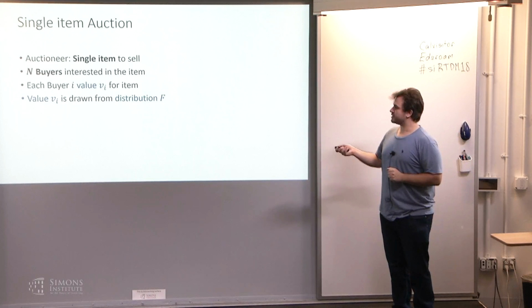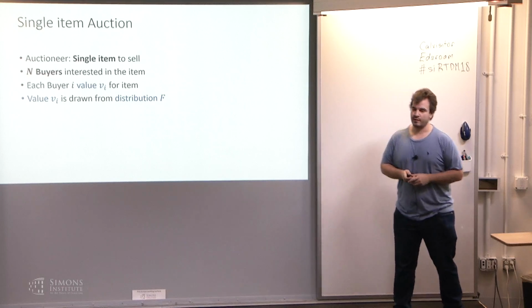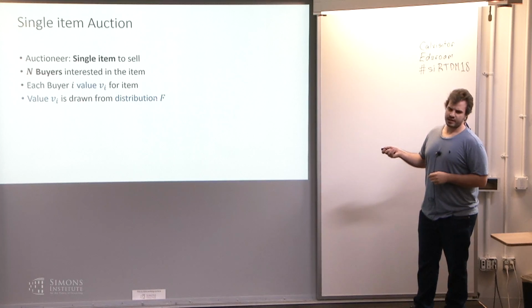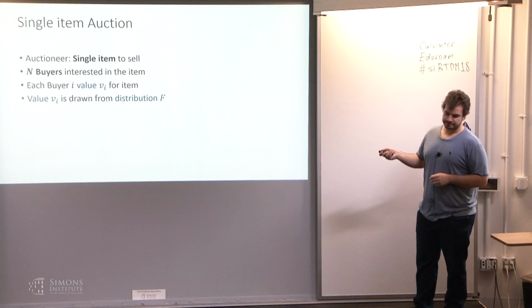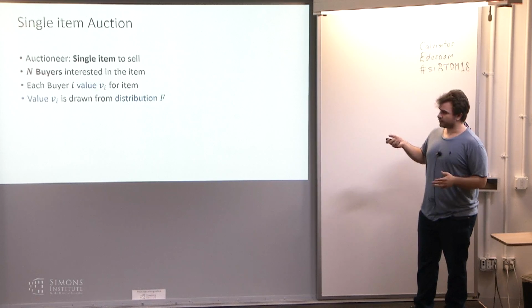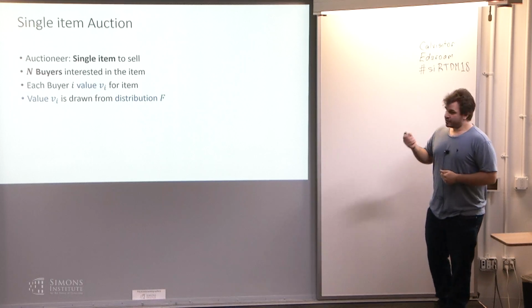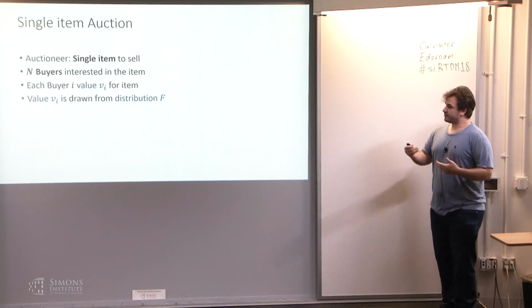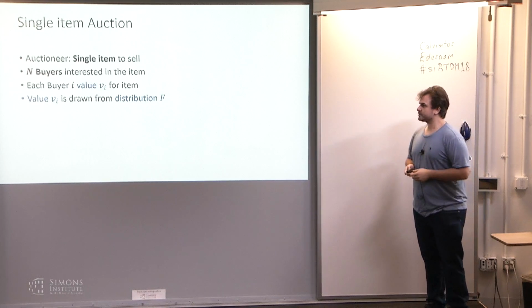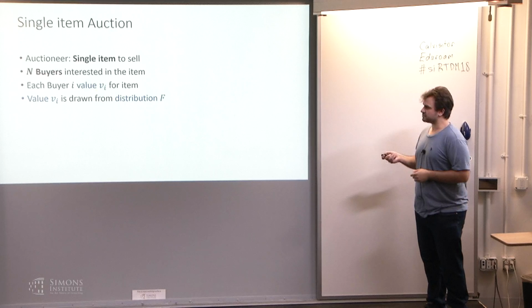What they know is that it's drawn from some distribution F. So simplistically, here I assume that this is a common distribution. But all of this can be extended if the values are drawn from heterogeneous distributions. And that should be the setting.